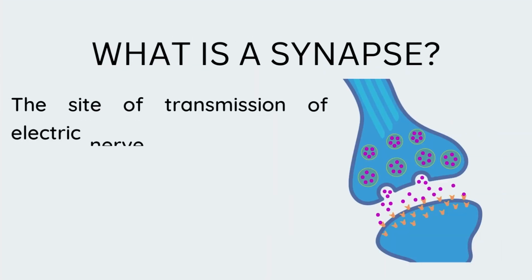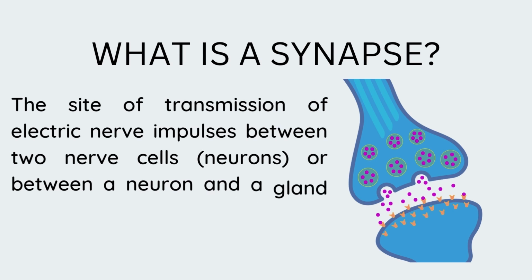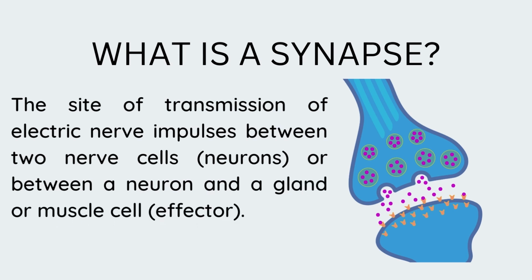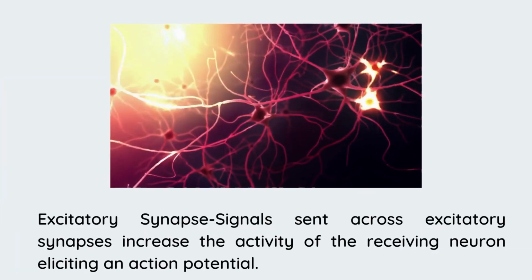What is a synapse? The site of transmission of electrical nerve impulses between two neurons. In a synapse, thousands of vesicles with neurotransmitter are transmitted to the neighboring neuron, and this causes the neuron to depolarize or hyperpolarize. And these two phenomena occur when a signal is transmitted from a sensory receptor to the central nervous system or vice versa. The synapse can be of two types.